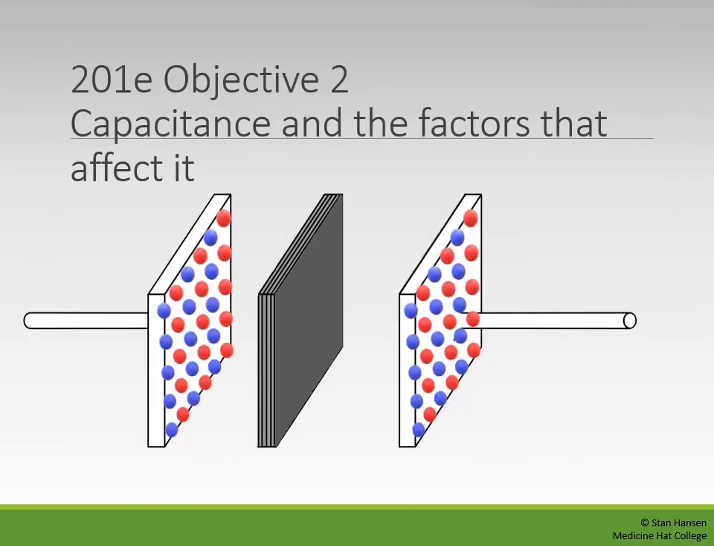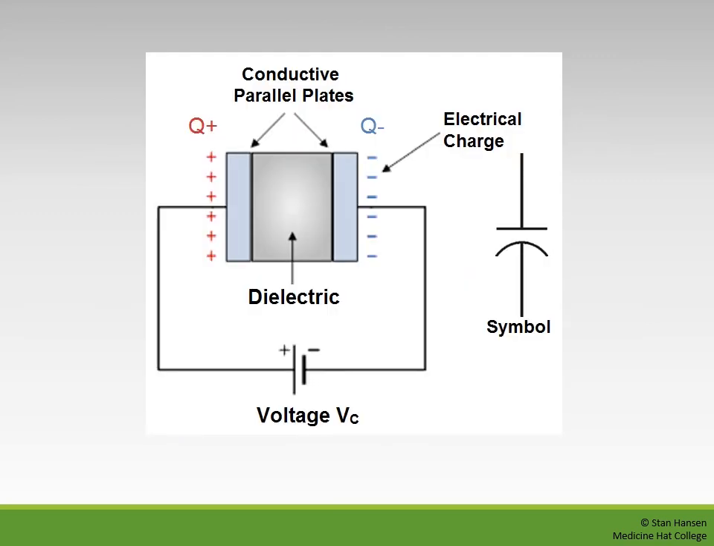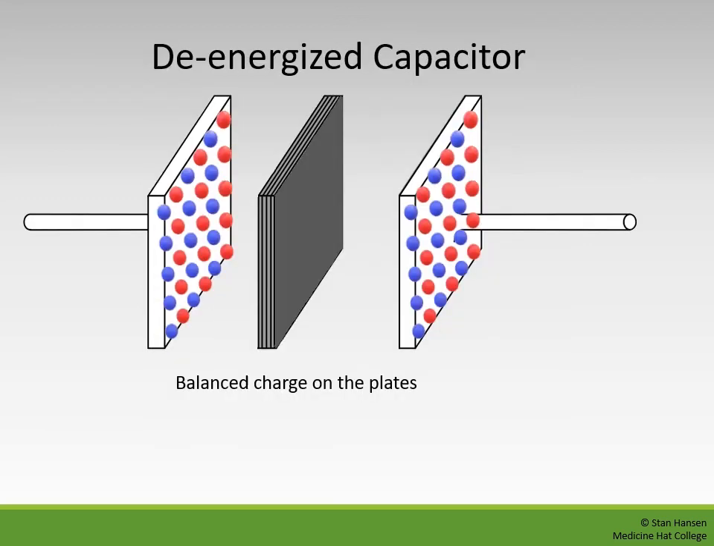In 201E Objective 2, we're going to talk about what capacitance is and also what is going to affect capacitance. Basically, capacitance is the property of a capacitor to store an electric charge or potential difference between the 2 plates, and it is stored within an electrostatic field. In order to understand this, we're going to look at the process of charging a capacitor.